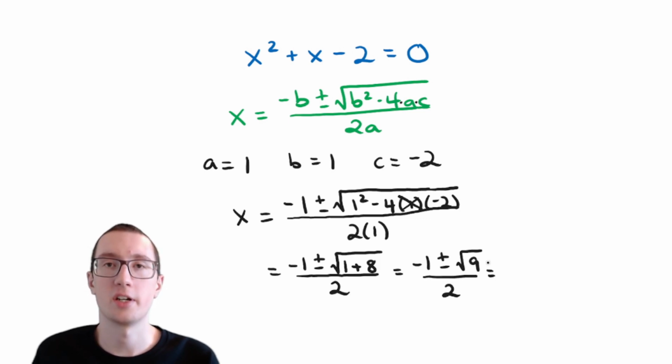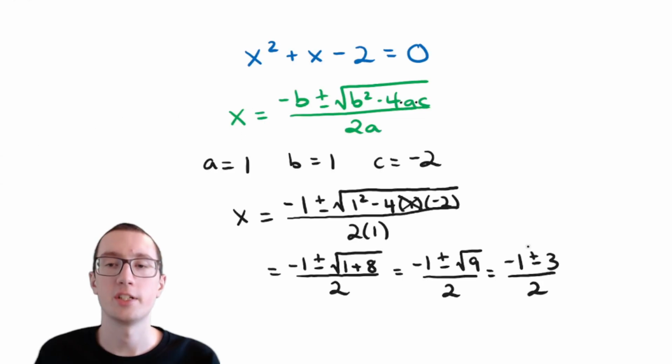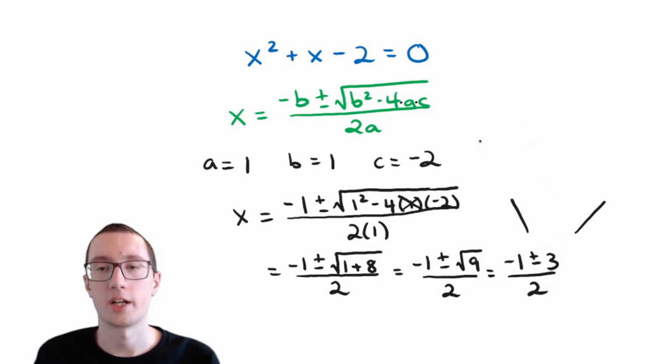And now what's the square root of 9? Well, the square root of 9 is 3, because 3 times 3 is 9. So we're going to have negative 1 plus or minus 3 over 2. So now we just need to simplify this, but plus or minus, what do you do with this? Well, this is actually going to be plus and minus. So we're going to have negative 1 plus 3 and negative 1 minus 3. So let's go ahead and split this up into two equations. So we're going to have negative 1 plus 3 over 2. We're going to have negative 1 minus 3 over 2.